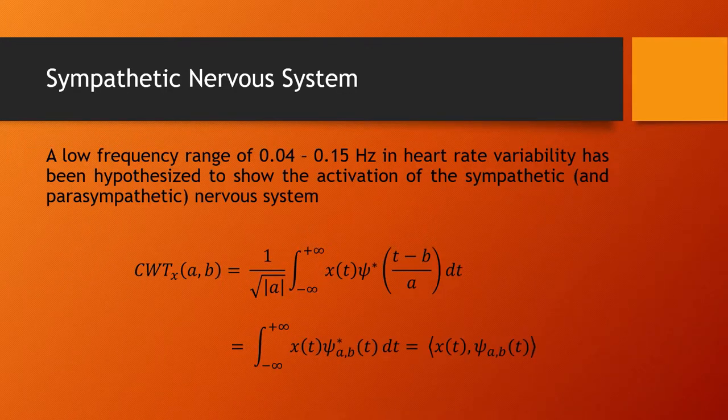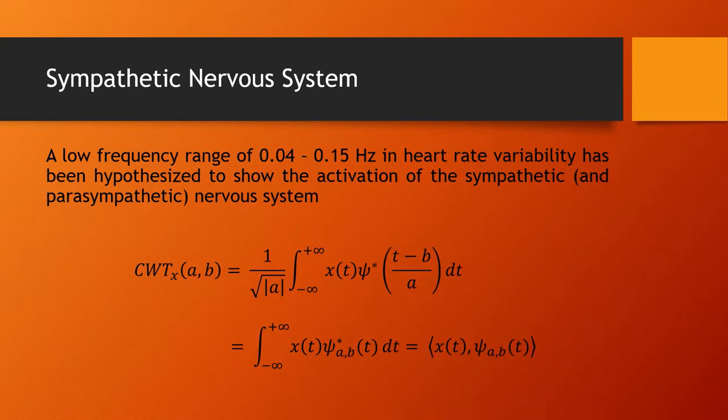A low frequency range of 0.04 to 0.15 Hz in heart rate variability has been hypothesized to show the activation of the sympathetic and parasympathetic nervous system. A continuous wavelet transform was used to measure the similarity between the signal and the low frequency wavelet. By isolating the low frequency domain, the emotions activating the sympathetic nervous system are determined.